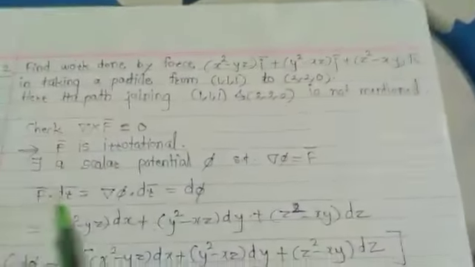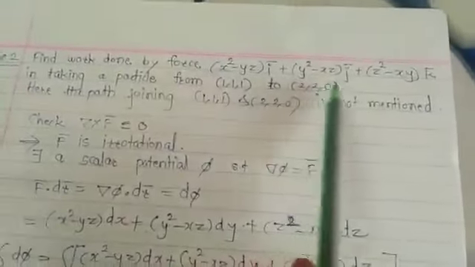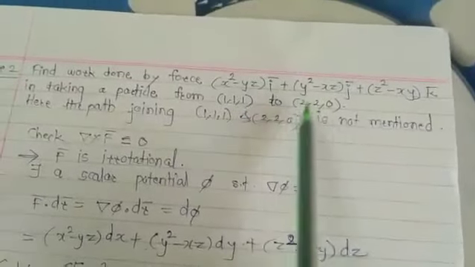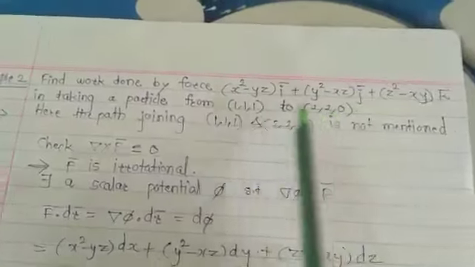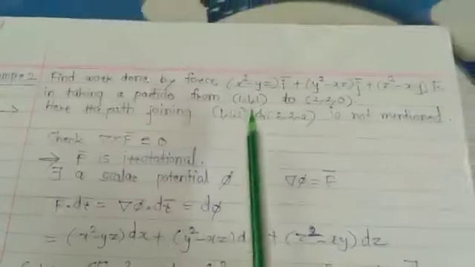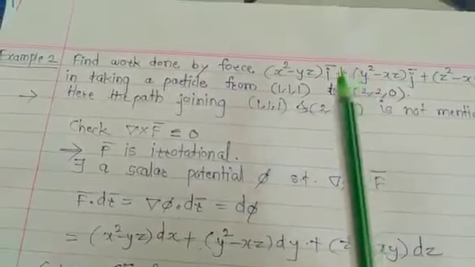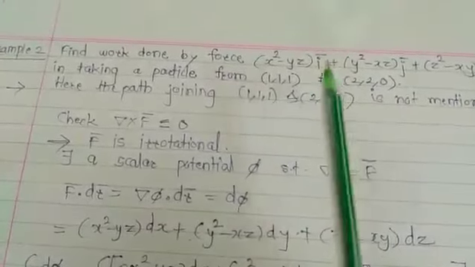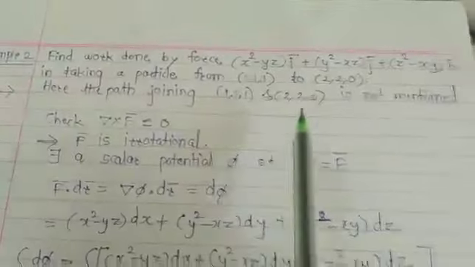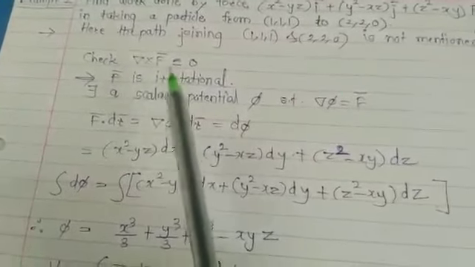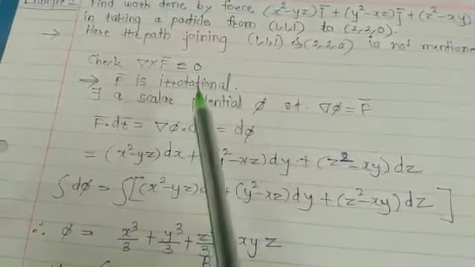Next, we will consider one more example. Suppose this is the second example. Find work done by this force in taking a particle from (1,1,1) to (2,2,0). Now if you observe, here the path joining these 2 points is not mentioned. Whether it is any line or anything, it is not mentioned. So we can use this technique: check whether del cross f bar is 0 or not.